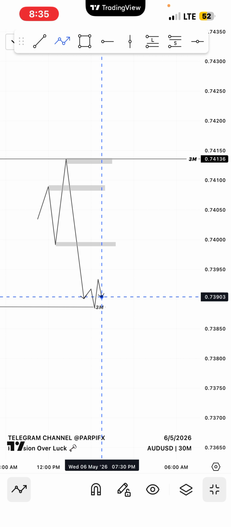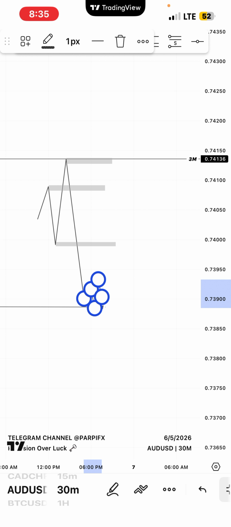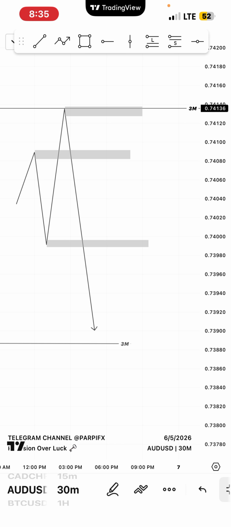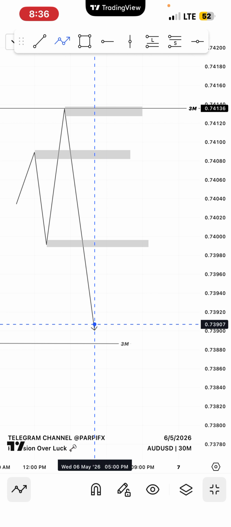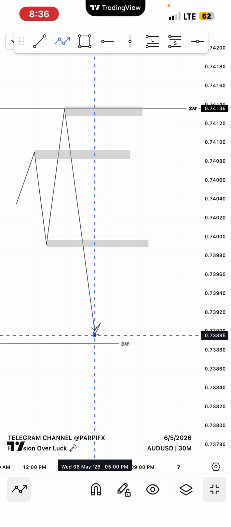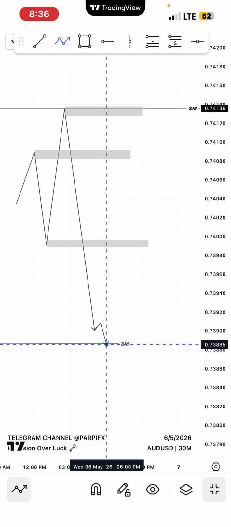Let me come again. When you get to the lower time frame, you're looking for what? You're looking for a break. Okay, you're looking for something like this. Price will definitely do something like this, then break to the downside, tap into the key level. You're looking for what? A break.